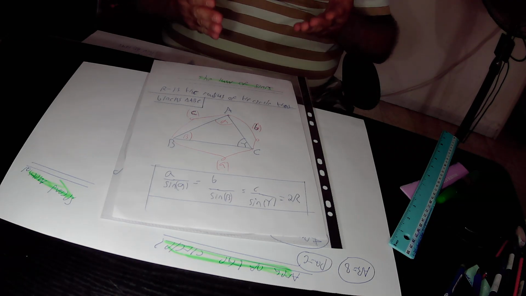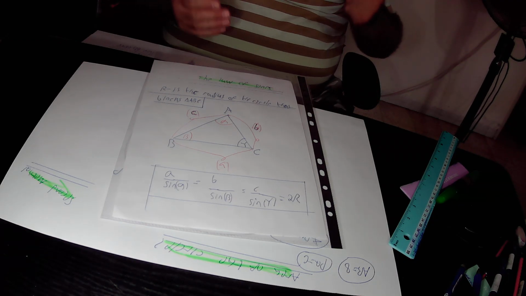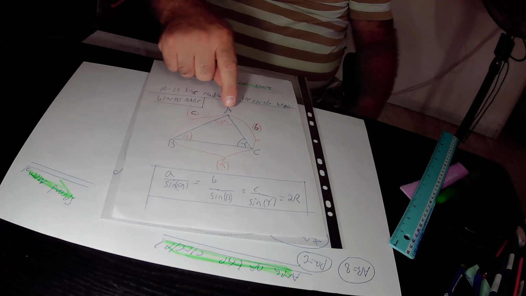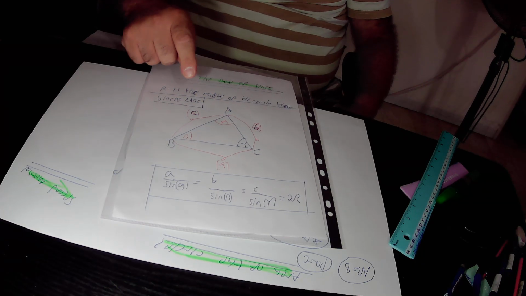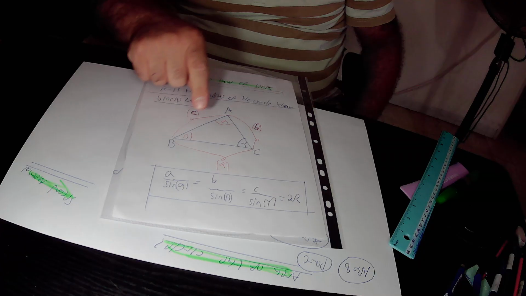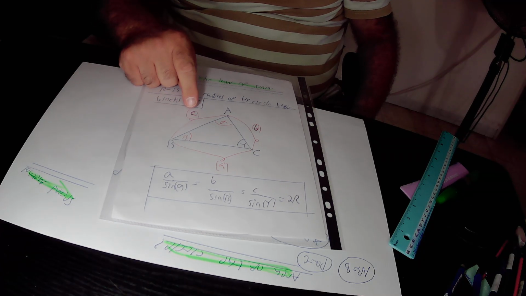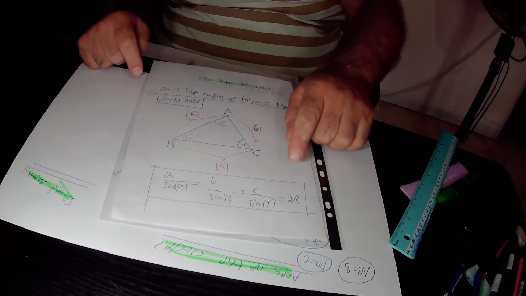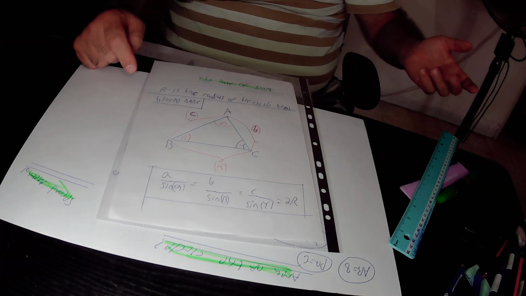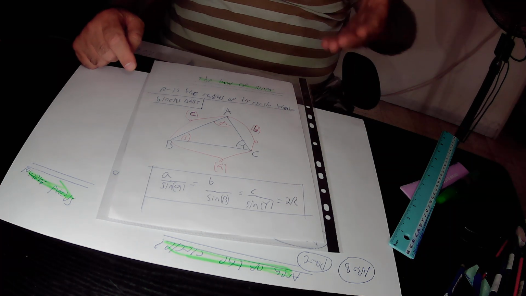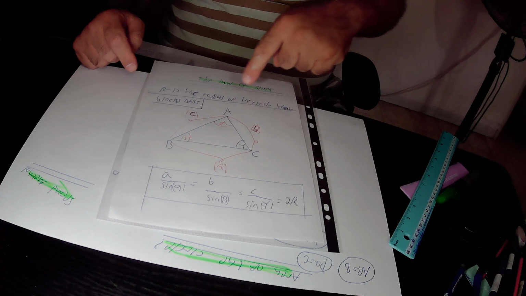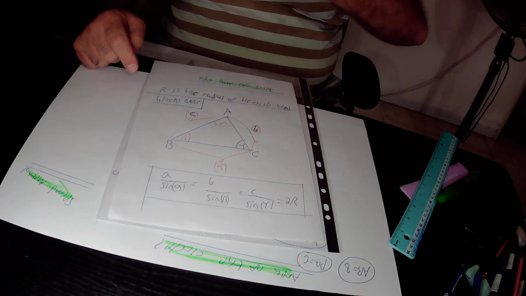So according to the law of sines, the following equation is true: A over sine alpha equals B over sine beta equals C over sine gamma, that is equal to 2R. And 2R is the diameter of the circle that blocks this triangle ABC.